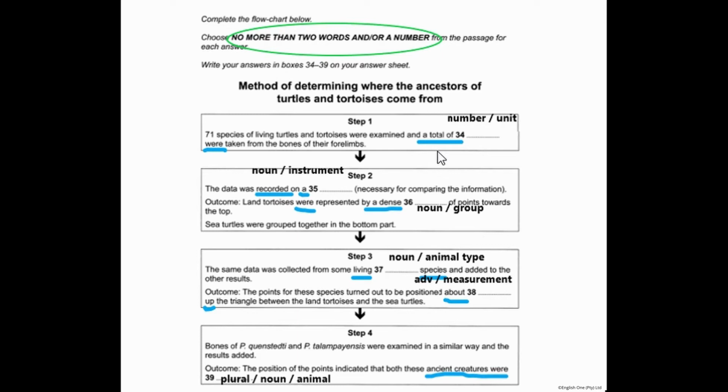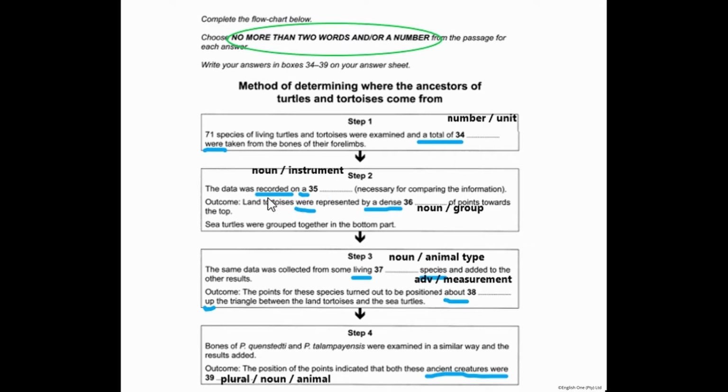So for example, I've underlined "a total of" and "were". So whatever goes in this gap is plural, which means that it must be a unit of some kind, and "a total of" also tells me there could be a number involved. So I'm going to go look for something that deals with a number and following "71 species". So whatever goes in that gap is almost certainly a number and perhaps a unit of some kind.